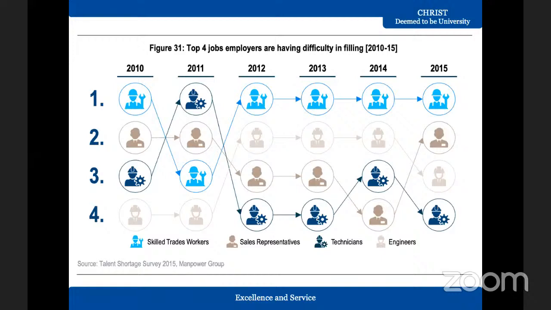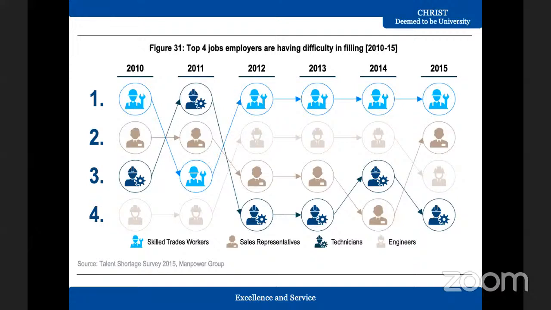Here I have given four people. One is a blue-collar skilled trade worker, second is a sales representative, third is a technician, and fourth is engineers, right? So for these four jobs, how employers are having difficulty in filling their vacancies is very clearly given here. This statistic I have taken from the Talent Shortage Survey 2015 done by ManpowerGroup.